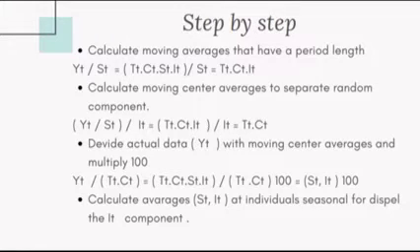And then calculate the average S_t I_t for each individual season to dispel the I_t component. Next, do the correction factor to get the absolute seasonal index. And then determine the trend that matches the data. Then determine the cyclic component by dividing the data. And the last, determine the forecast with Y_t, T_t, times I_t, times S_t, and I_t.